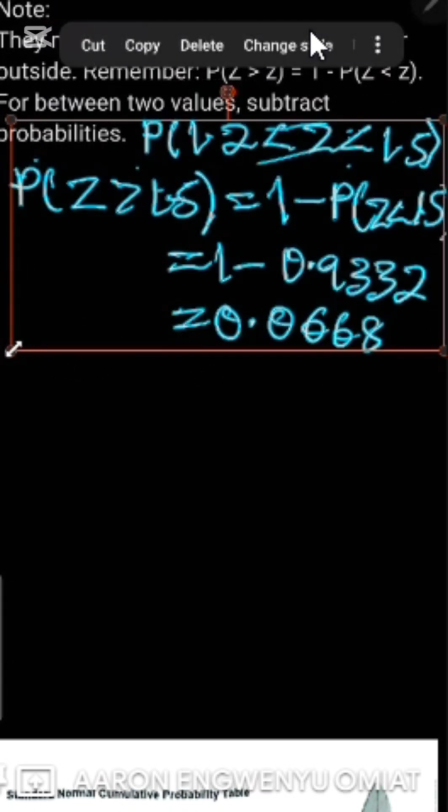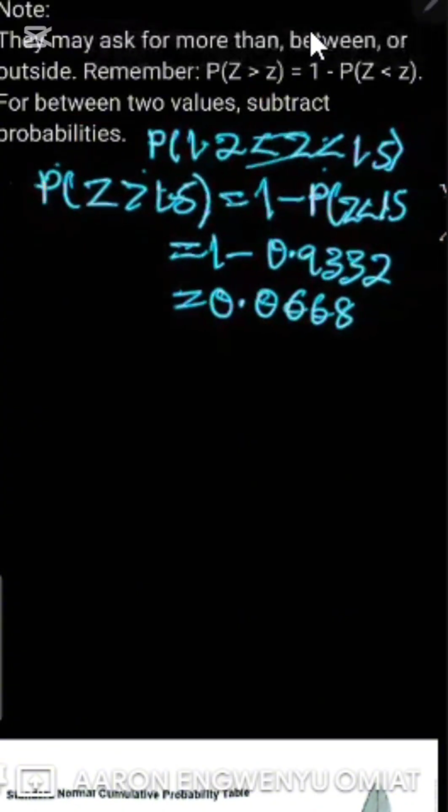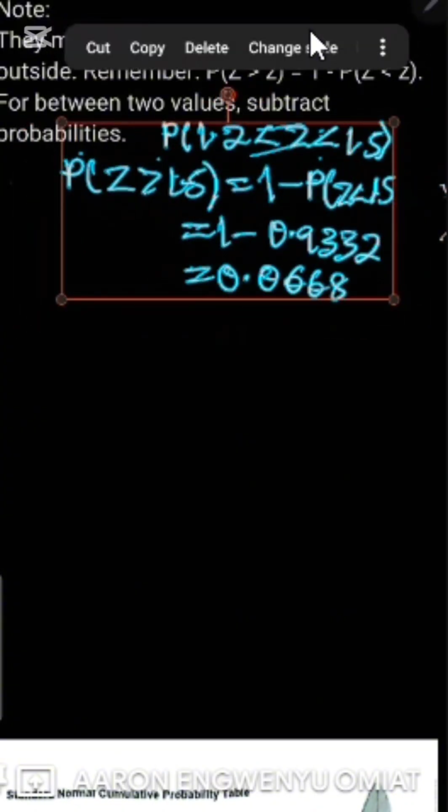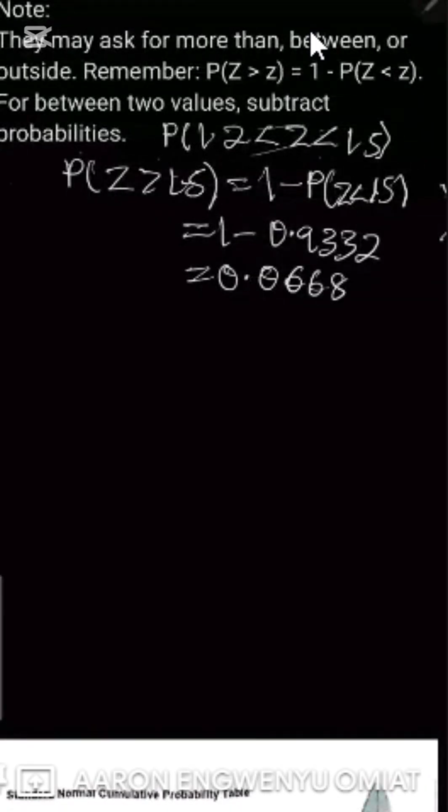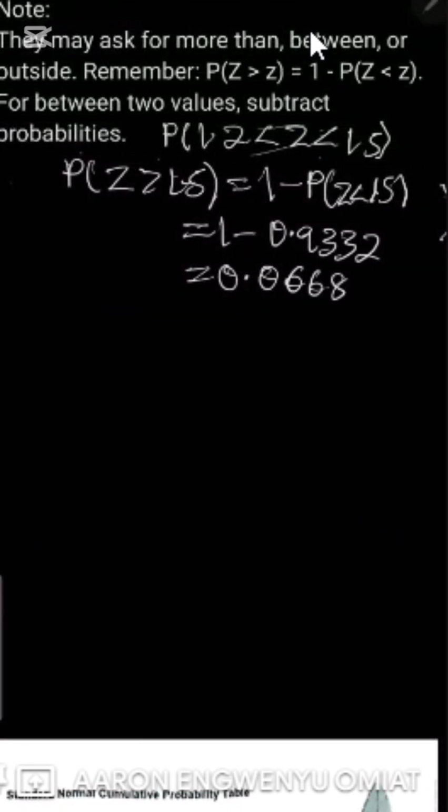Excuse me, I have a question. About that thing you're doing, we found the probability of Z is greater than 1.5. I thought you're supposed to use the probability of Z greater than 1.2 and the probability of Z less than 1.5, right? Actually, you're right. So we don't need this step.